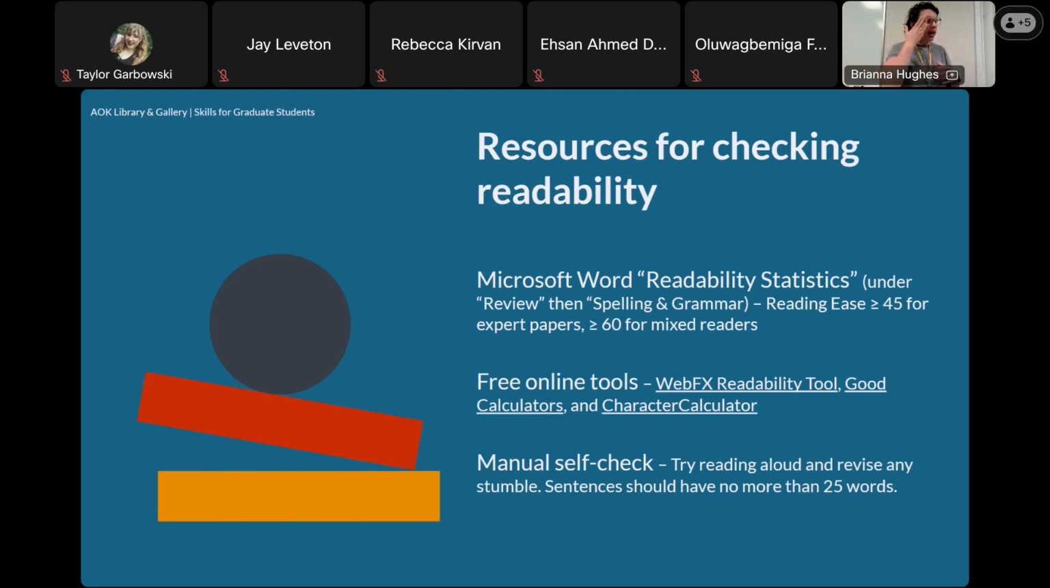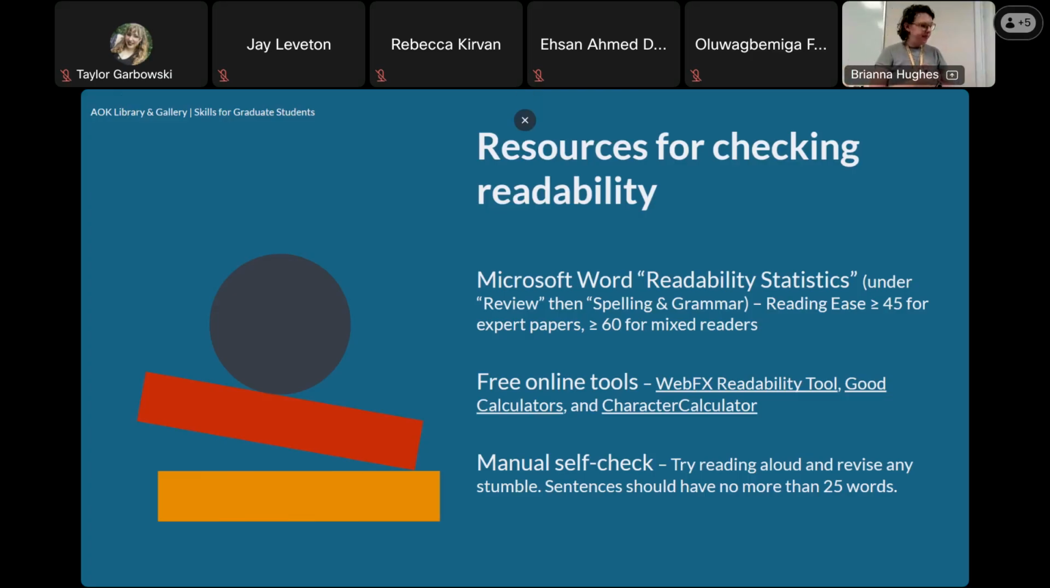Giving your paper, your writing to someone who's not in your discipline and asking them to read might also be helpful. And then again, sentences should have no more than 25 words. If they have more than 25 words, we need to do some editing, because anything longer than that means that you're not really sticking to readability, conciseness, that sort of thing.